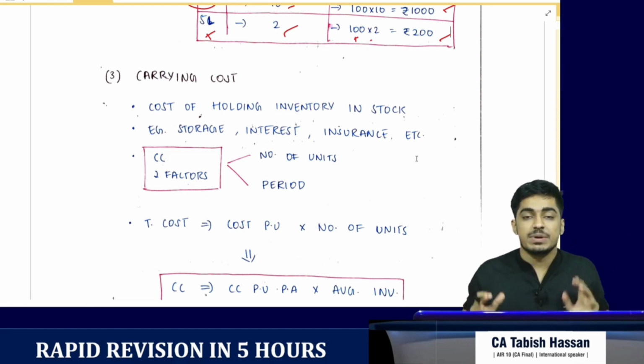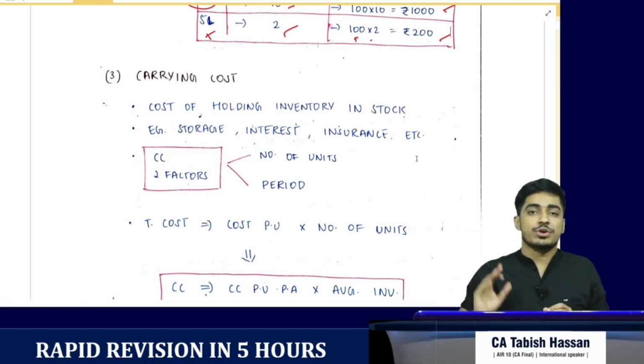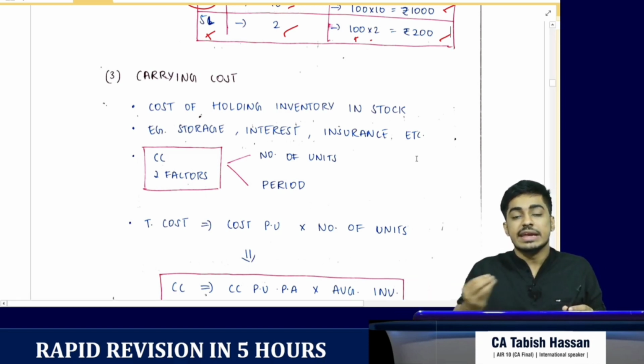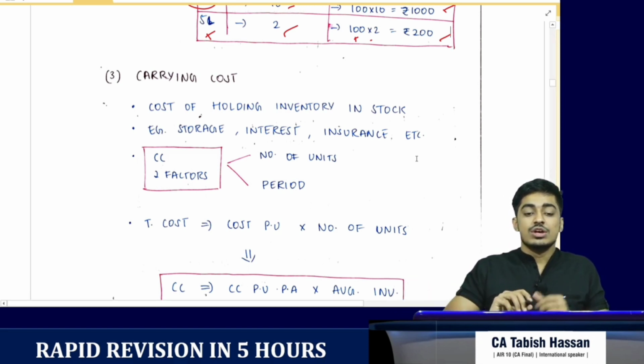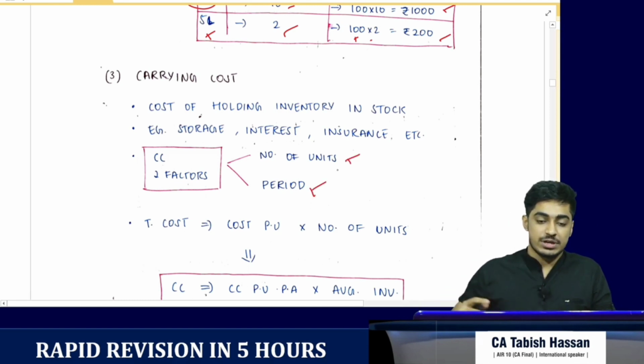Next, it also depends on the period. Say for example, I keep my units in the godown only for 1 day. Then it goes to production. So the interest cost I'm incurring would be very less. But if I'm keeping it for 1 year, the interest cost I'm incurring is more. So carrying cost depends on two factors. One is number of units and other is the period for which it is held.